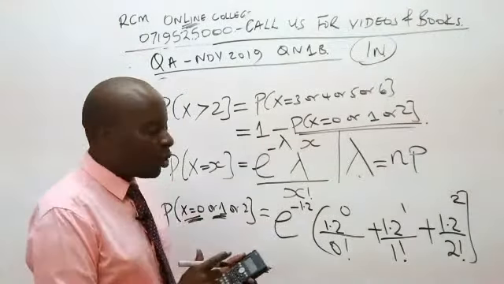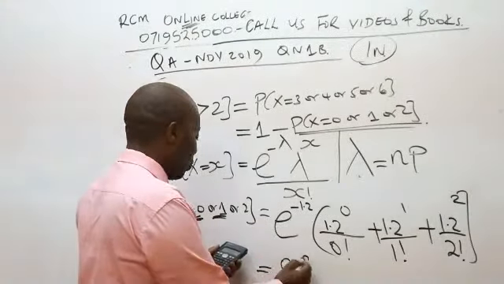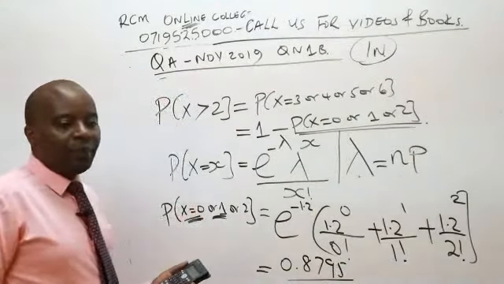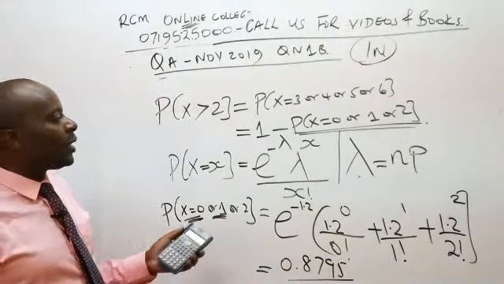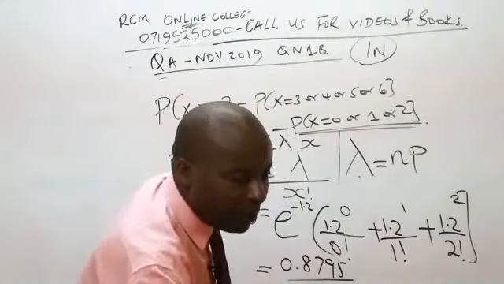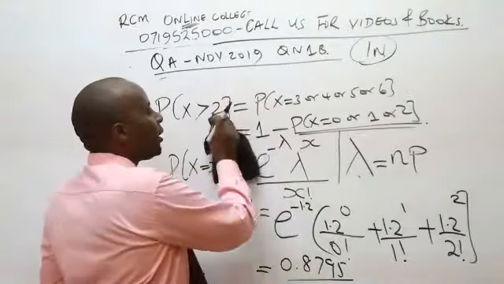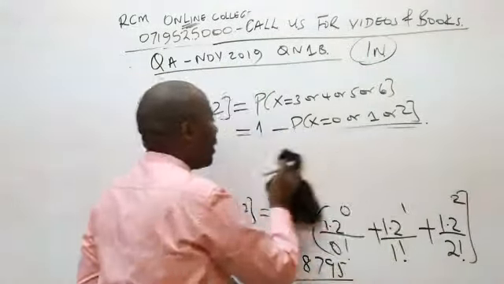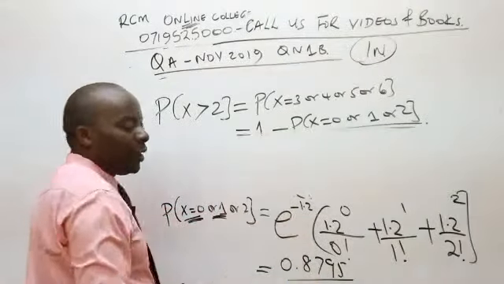So when you say equals, what are you able to get here? I'm getting 0.8795, like that. But please, once you get this figure, remember what these people want us to get. They want us to give them probability of more than 2.